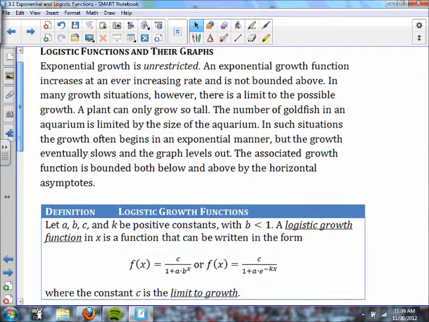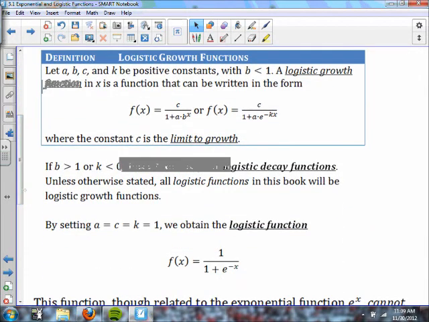So here's the definition for logistic growth. Let A, B, C, and K be positive constants and B less than 1. A logistic growth function in x can be written in the form f of x equals c over 1 plus a times b to the x, or c over 1 plus a times e to the negative kx. Because remember, our exponential function yesterday could be written in the form a times e to the negative kx. We talked about that yesterday.